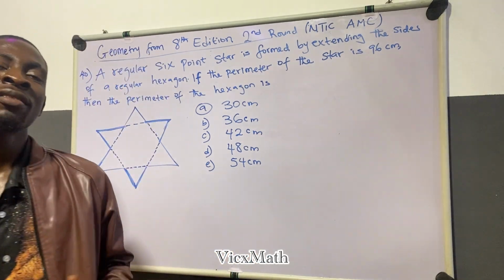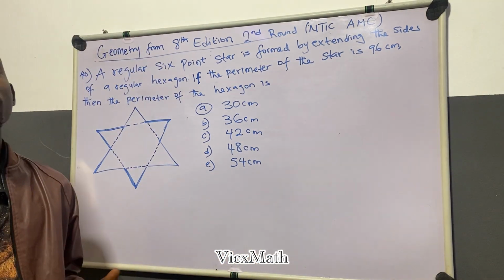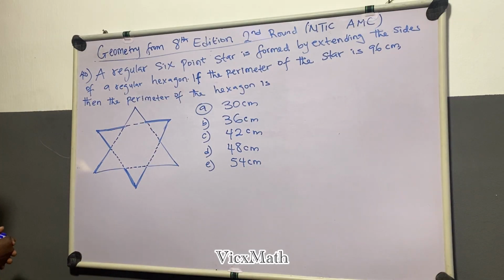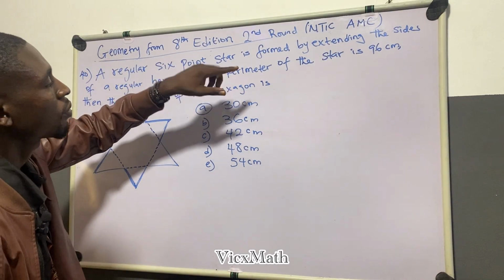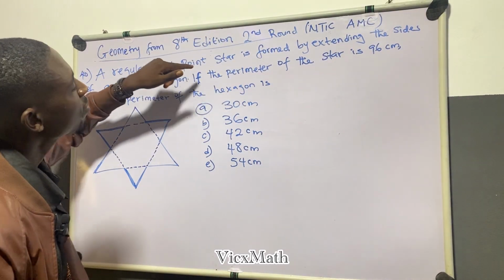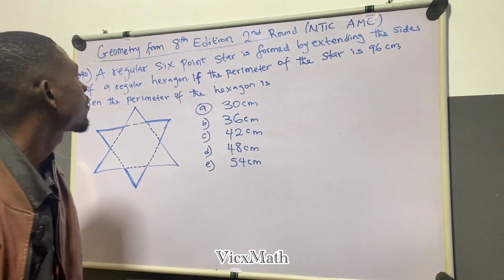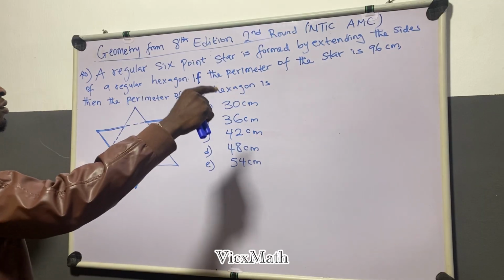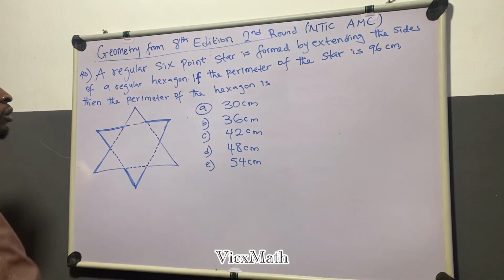We have an interesting question, in fact a question that has to do with star shape. Here we have a question that said: a regular 6-point star is formed by extending the sides of a regular hexagon. If the perimeter of the star is 96 centimeters, then the perimeter of the hexagon is.